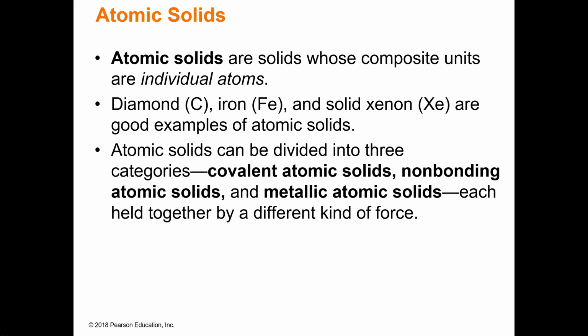Atomic solids are made of individual atoms, not molecules or ions. They can be further divided into covalent atomic solids, atoms held together by covalent bonds; non-bonding atomic solids, atoms held together only by dispersion forces; and metallic atomic solids, atoms held together by metallic bonding. For nursing, this classification is less about bedside care and more about medical devices and equipment. For example, metallic solids, stainless steel, for surgical instruments.